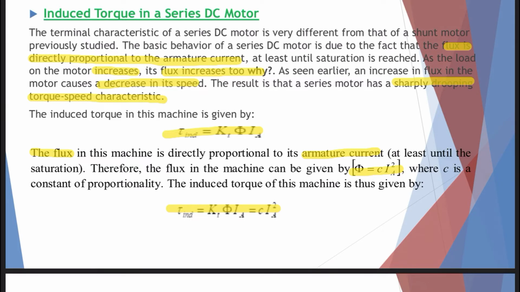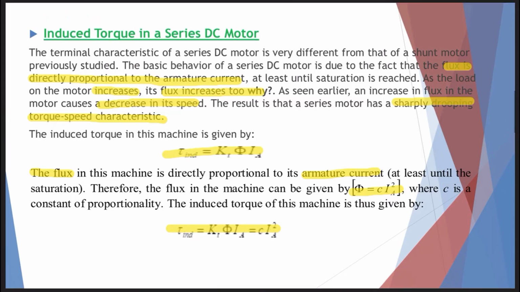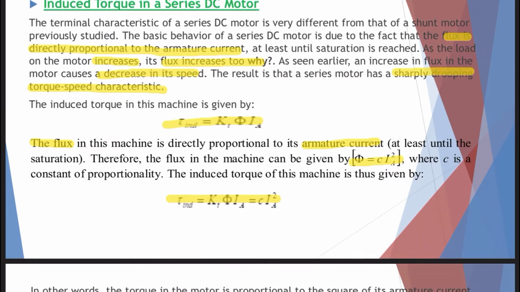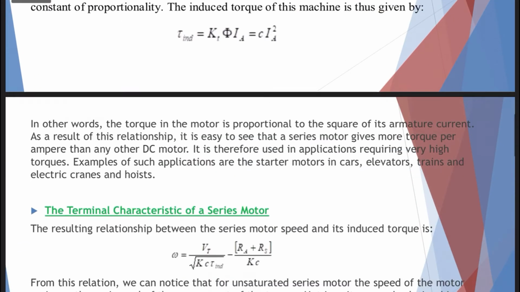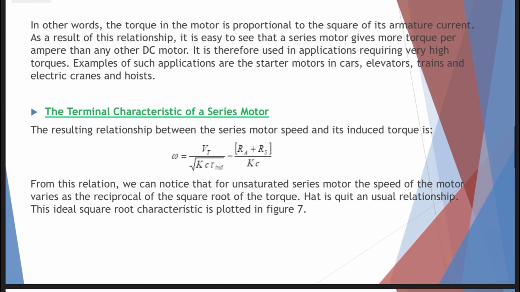If we substitute for the flux here, we can get C times IA squared. Now let's move to the next slide. In other words, the torque in the motor is proportional to the square of its armature current.